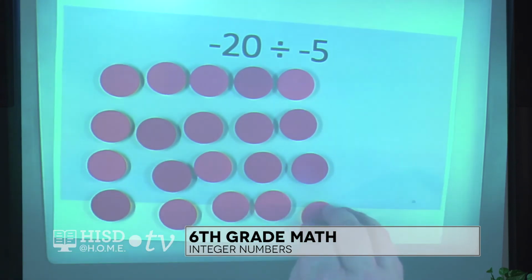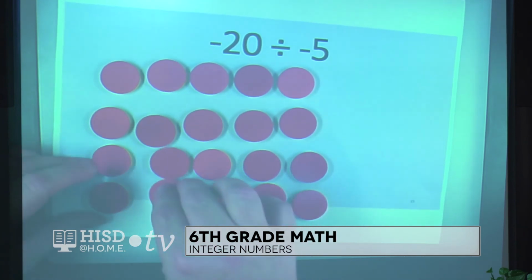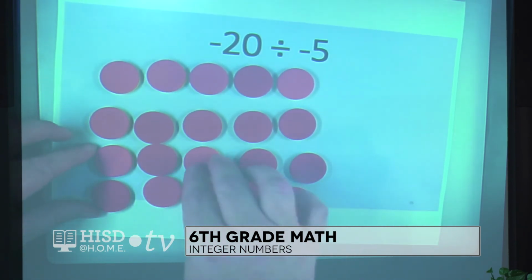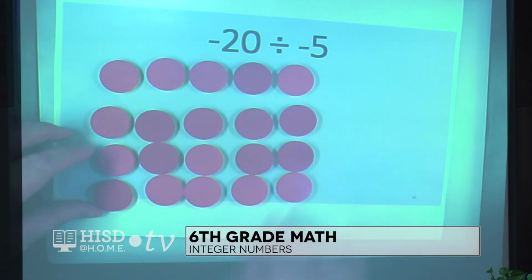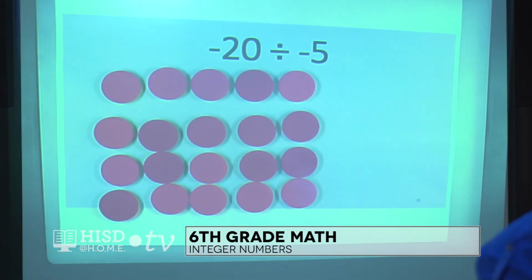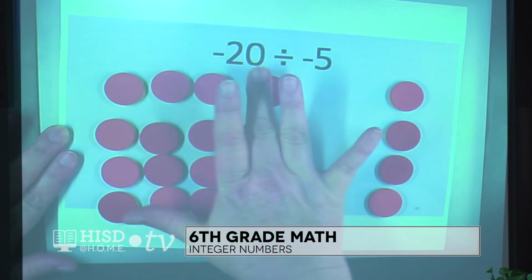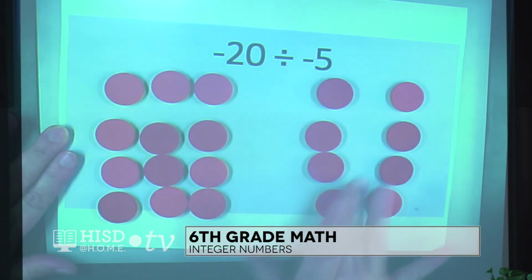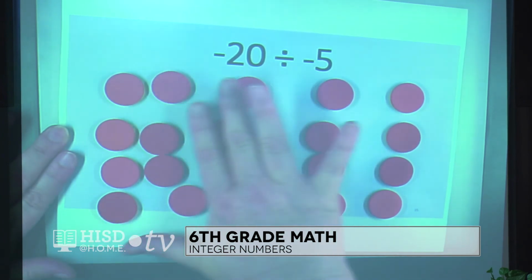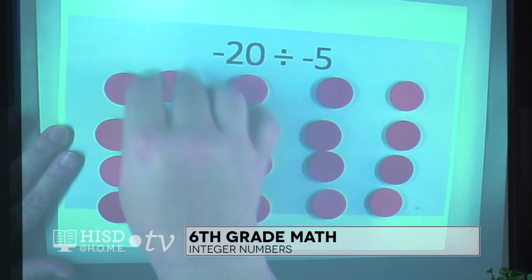All right, so I've got my negative 20. Remember when we're using our color counters that my negative numbers are all red? And I've got to divide it, oh my goodness, into negative 5 groups. Okay, how about we divide it by 5 first, and then we apply the negative. So let's divide negative 20 into 5. Here's one group. Here is my second group. Here is my third group, my fourth group, and my fifth group.